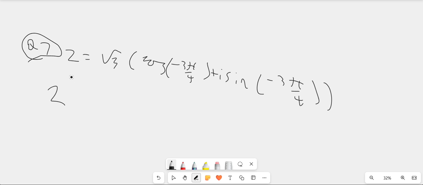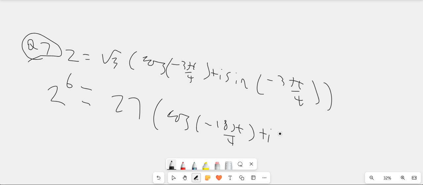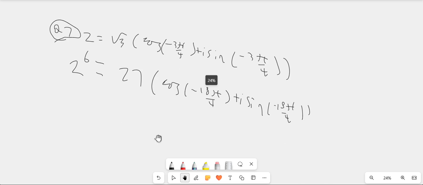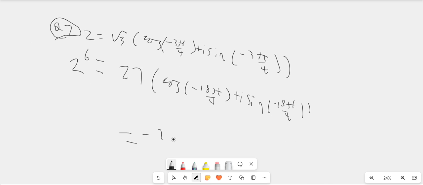And then z to the power of 6 is just everything to the power of 6. Root 3 to the power of 6 is 27, and then cos minus 18 pi over 4, because you do 3 times 6, which is 18, plus i sine minus 18 pi over 4. And again, you put it in a calculator, and you get the answer of minus 27i. So this is probably minus 1, and the other thing is probably 0, yeah?